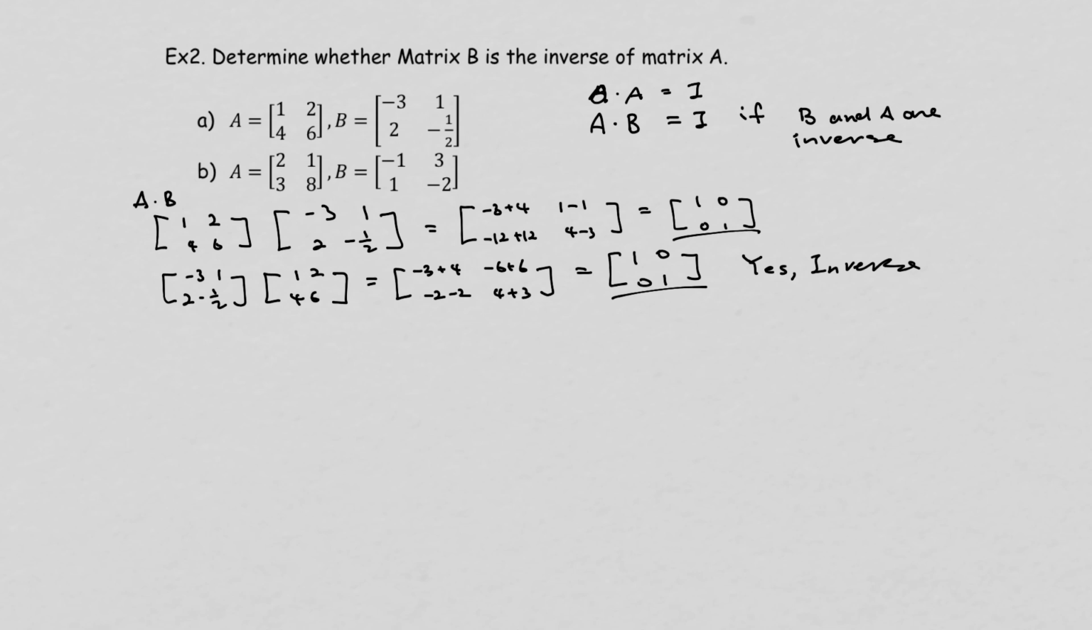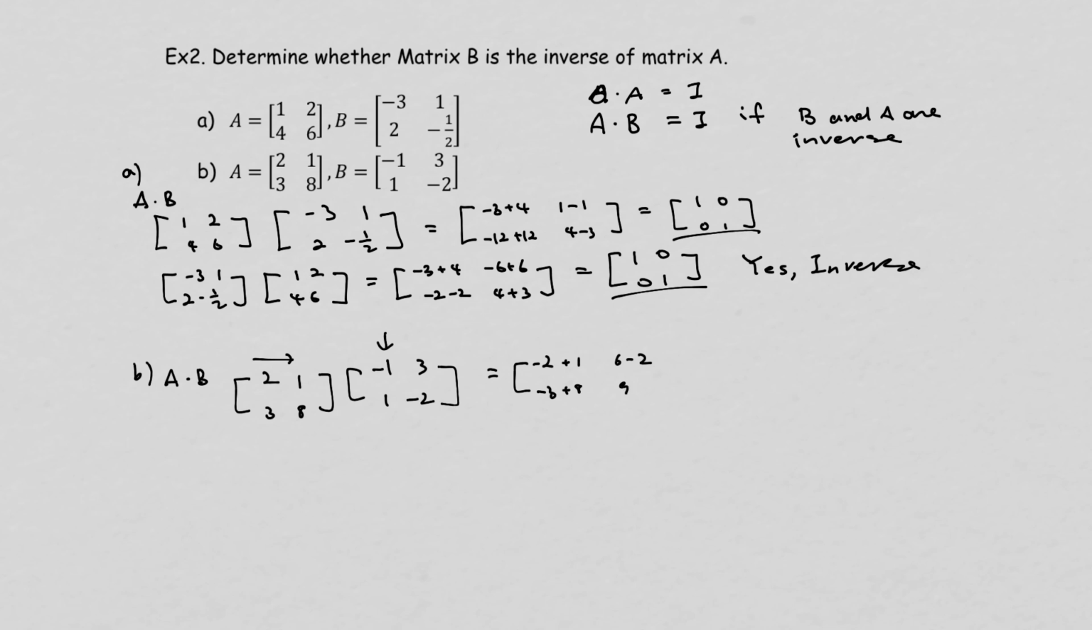Let's try B. So I will do A times B first. So I will have 2, 1, 3, 8, and negative 1, 3, 1, negative 2. So I will have negative 2 plus 1, 6 minus 2. This is negative 3 plus 8. This is 9 minus 16. This gives you negative 1, 4, 5, negative 7, which is not the identity matrix.